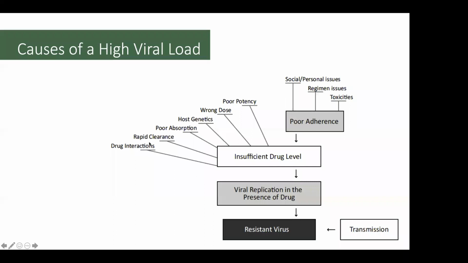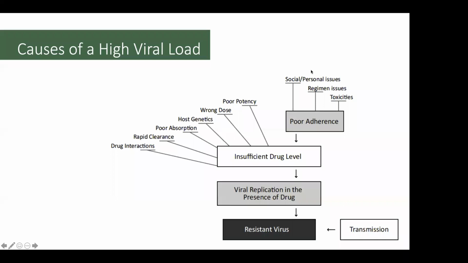These are some of the causes of a high viral load: drug-drug interactions, patients who excrete ARVs very quickly, those who cannot absorb the drugs. Sometimes it's because of genetics, people who are not metabolizing the drugs as expected, wrong dose, wrong prescription, poor potency. So the combination of this regimen was not formulated properly.